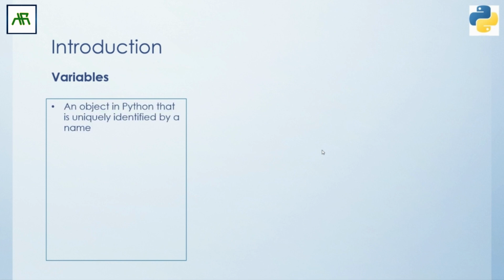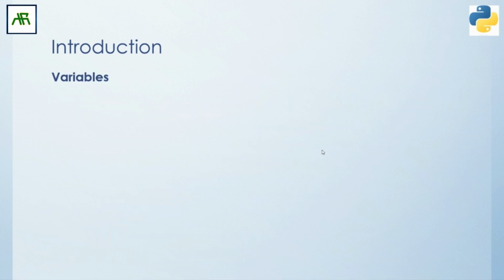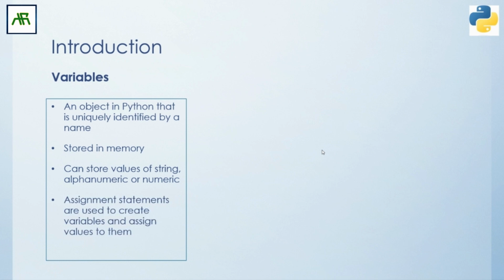What are variables? A variable is an object in Python that is uniquely identified by a name. Earlier we saw identifiers, right? We have total, final status, and the chunk identifier. These are all variables assigned with a particular value. We are giving a uniquely identifiable name to an entity that is called a variable. Variables are stored in memory, can store values of string, alphanumeric, or numeric, as we said earlier. And assignment statements are used to create variables and assign values to them.